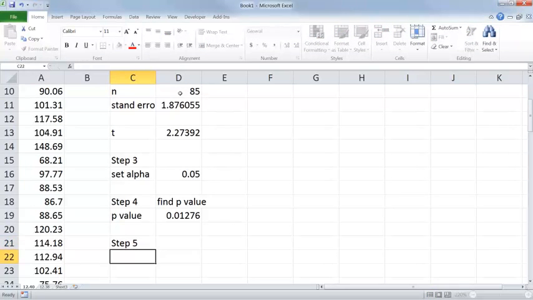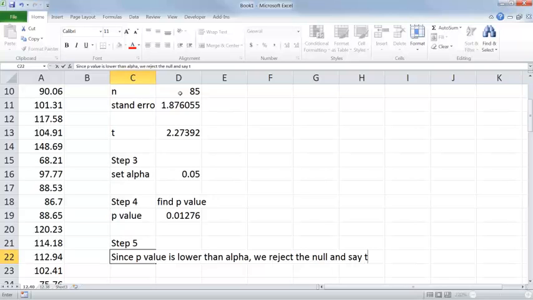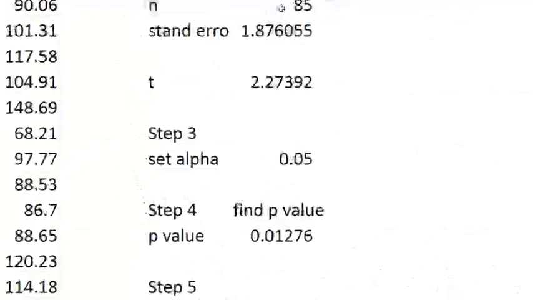Well, step 5, we have to make conclusions. And we say, well, since the p-value is lower than alpha, we reject the null and say that the average sales will be greater than $85. Great. So that's it. Those are the 5 steps.